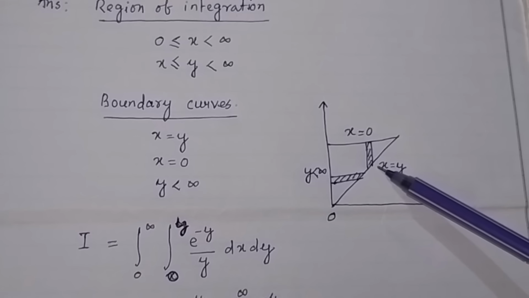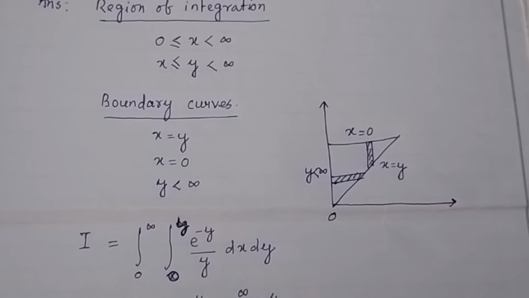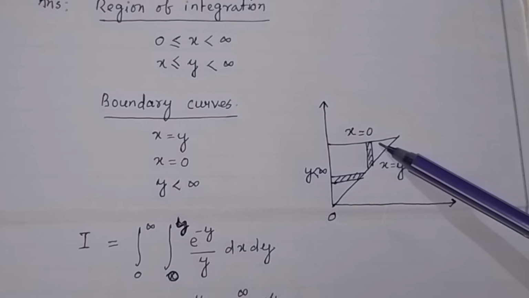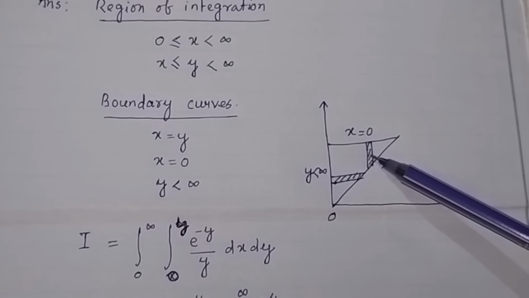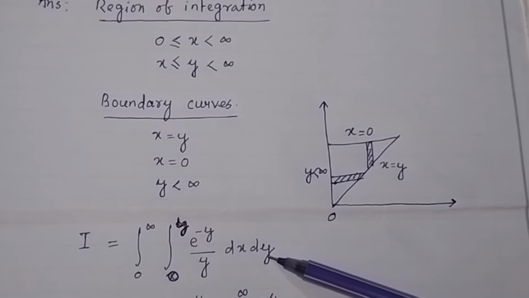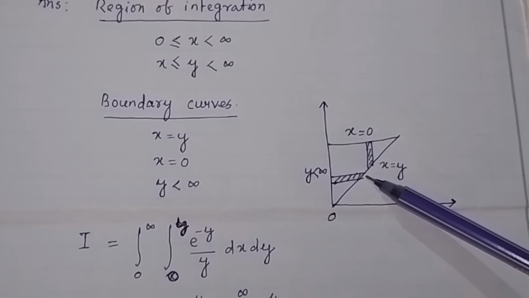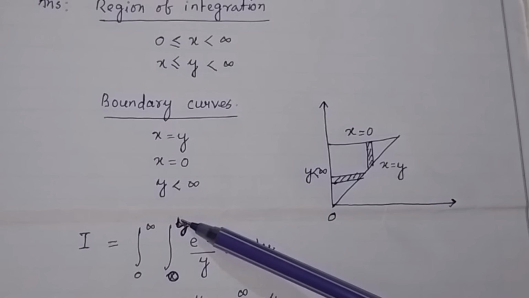And here the given integration is dy dx, and if you have dy dx, then it is a vertical strip like this. That means you have to integrate with respect to y first, then x. This is the vertical strip. But if you change the order of integration to dx dy, then the strip will be horizontal like this. And if the strip is horizontal, the limits of integration for x will change.